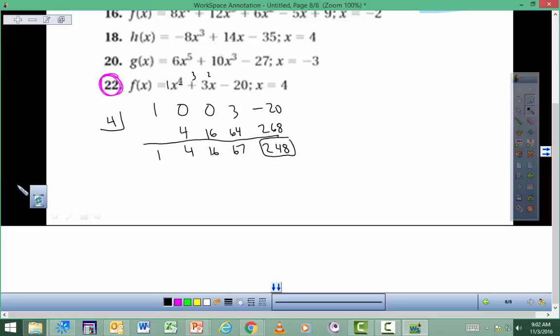Anyone else get that? Yep. If I've made a mistake, please tell me. Alright, but where's going to be the most common mistake? The zeros. People forget to put the zeros in. Absent-minded.